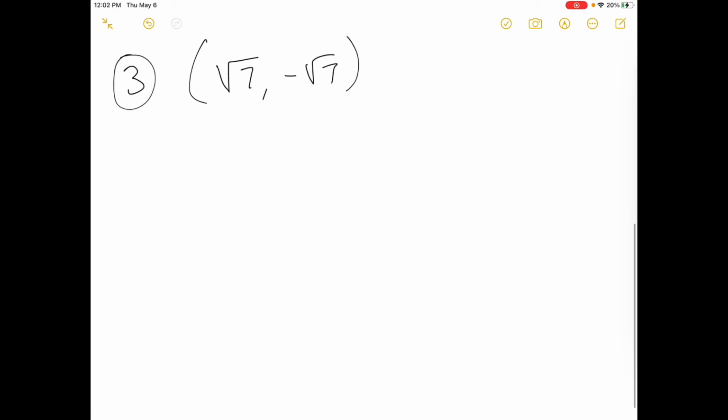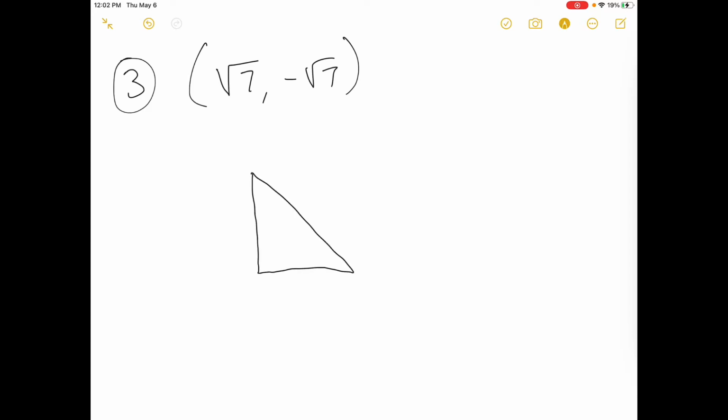All right, now let's look at one where it's not a coordinate that you would see on the unit circle, but it is a coordinate where your x and your y are the same value. So let's do a review on if you have a right triangle where the legs are the same, then this is a 45, 45, 90, and your hypotenuse will be that leg times root 2.